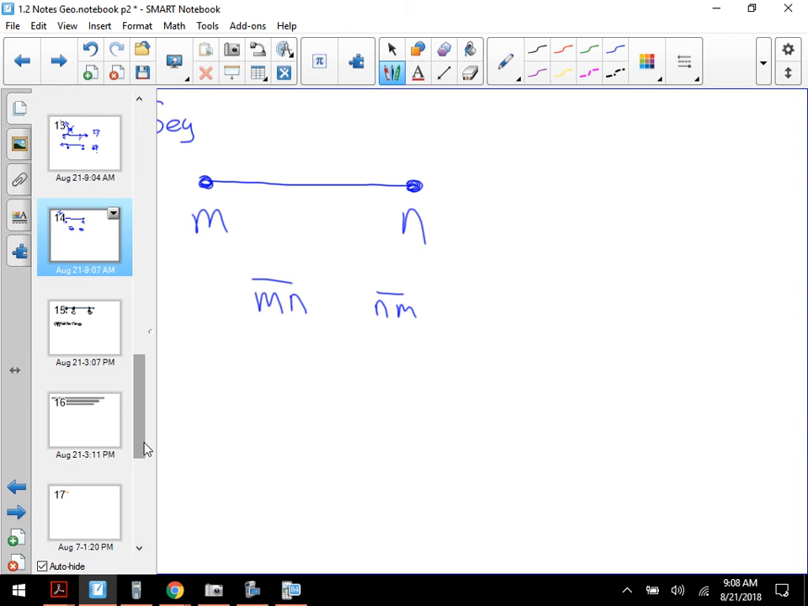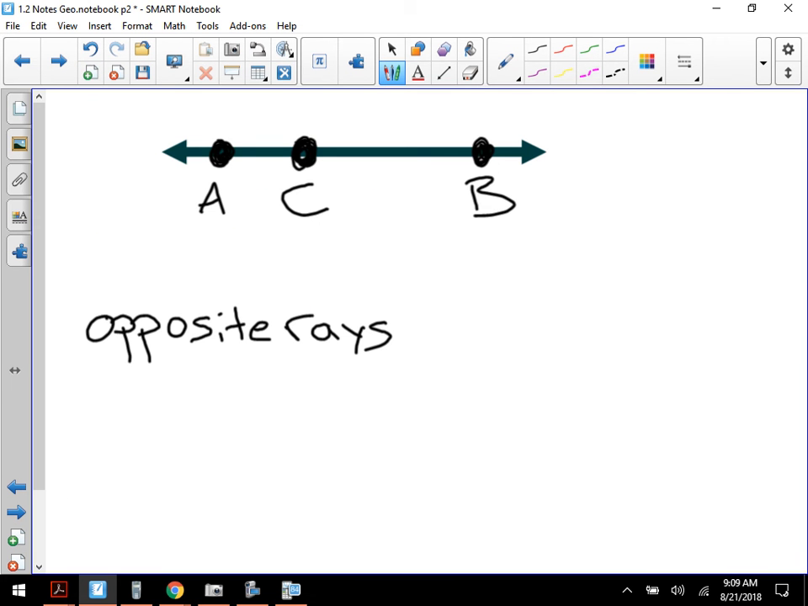Let's see what else we got here. Opposite rays. Opposite rays are a little bit different. Opposite rays are rays that create a line. I'll give you a second here. 2 rays. What are the 2 rays here that make the line?